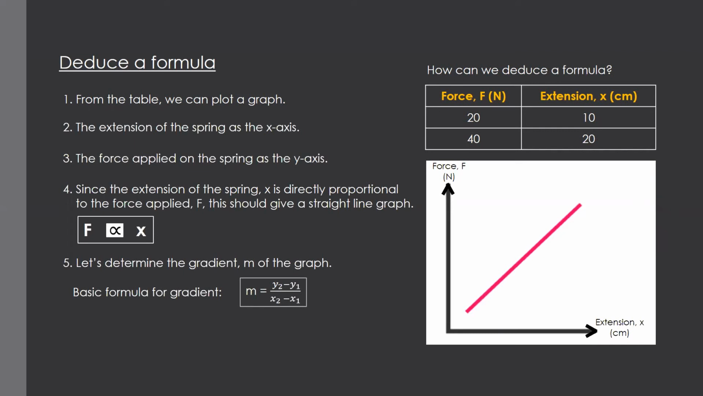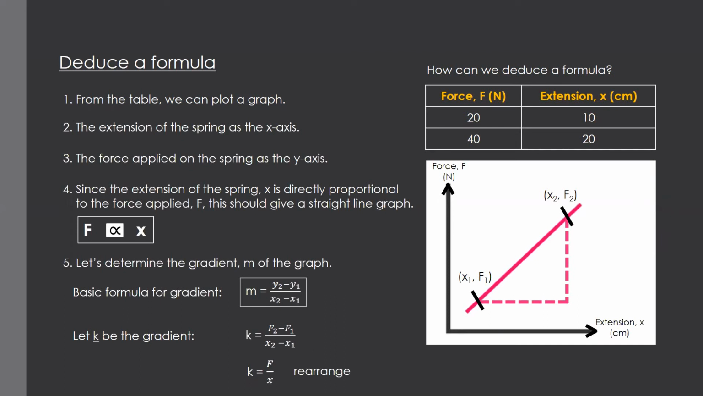So, for this case, we let k as the gradient. The formula now becomes like this. This means the gradient k is equal to force divided by extension x. Now we rearrange to put force as the subject. It becomes F is equal to k times x. This is the Hooke's law in physics. Now let's focus on the gradient k.